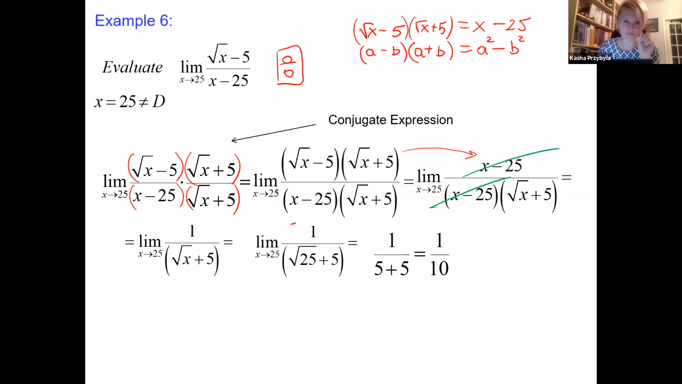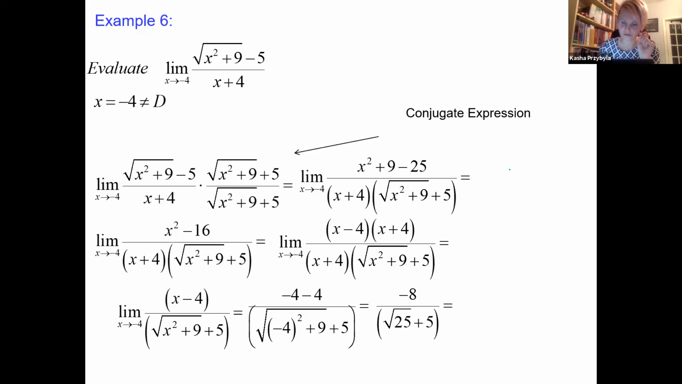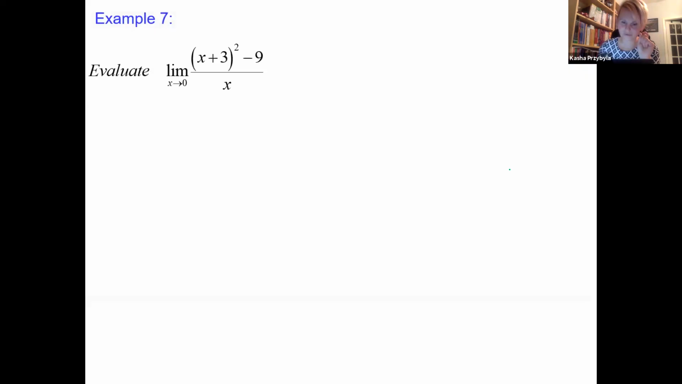Let's do maybe one more. That's the square root expression. I will leave it for you because you can do it exactly the same way. Don't look at the solution. You can check later, but I did exactly the same way. I multiply by the conjugate, I rewrite everything, common factor, cancel out, and direct substitution.